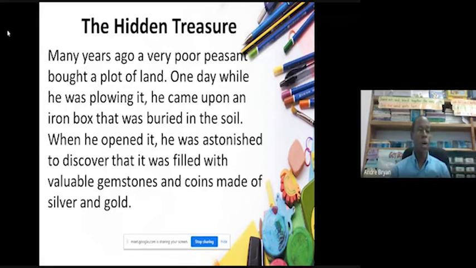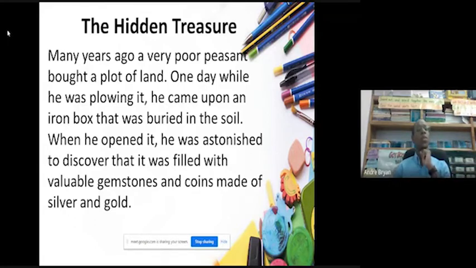Now, the first thing that we saw happening in the story was that the peasant was plowing his land. Now, we assume that he was plowing it probably because he was going to farm, he was going to plant some crops. Then we noticed that he found an iron box, but it wasn't just any regular iron box. It had valuable treasure, and he was very astonished. In other words, he was surprised when he found the iron box with the treasure.